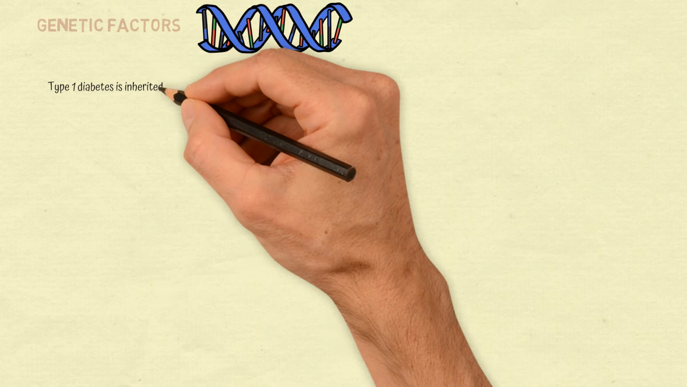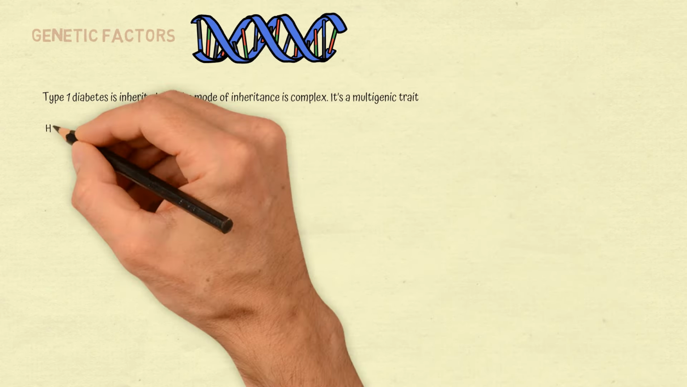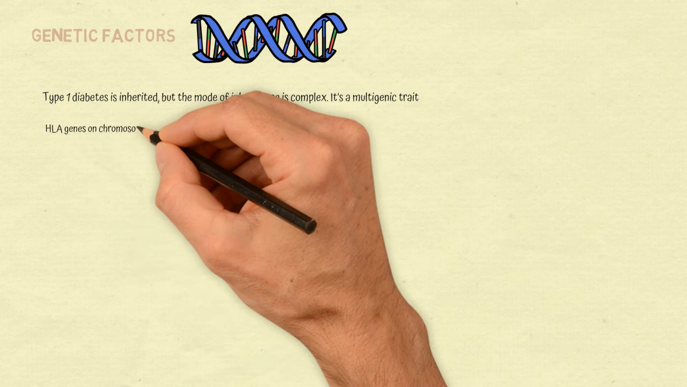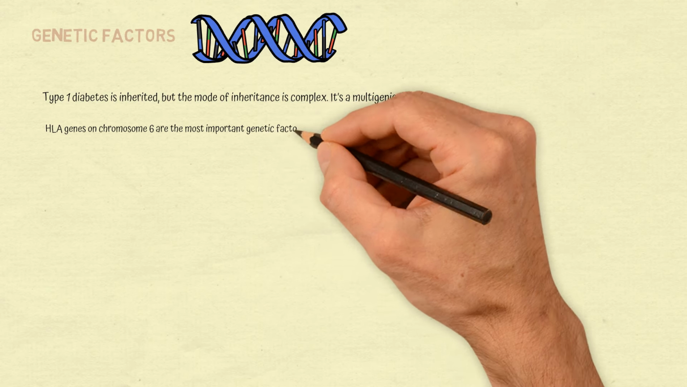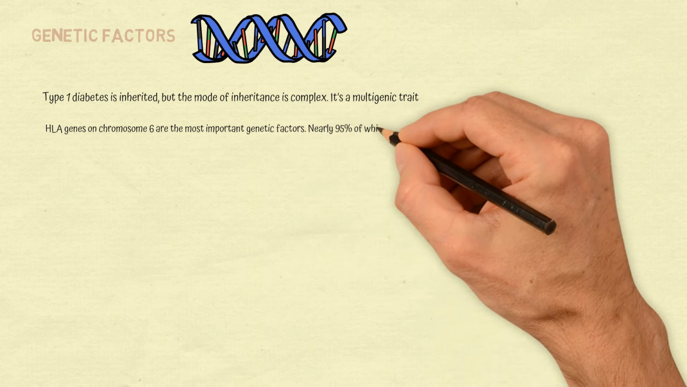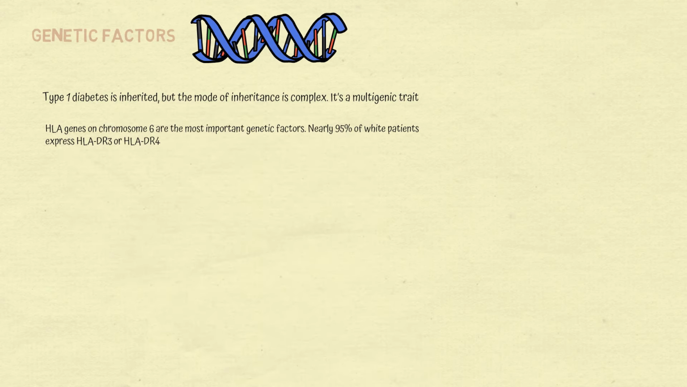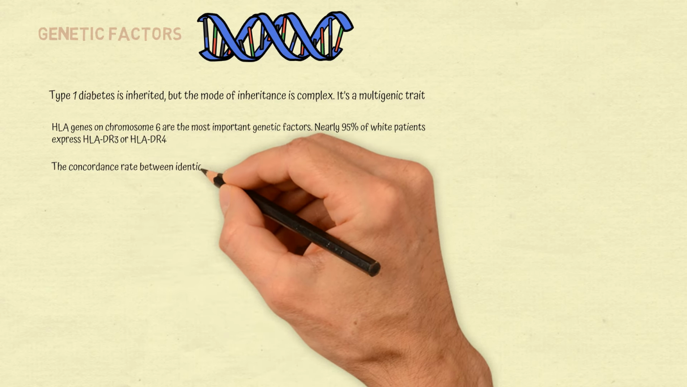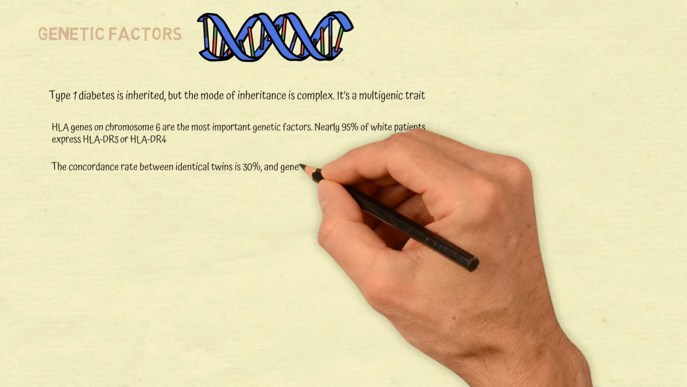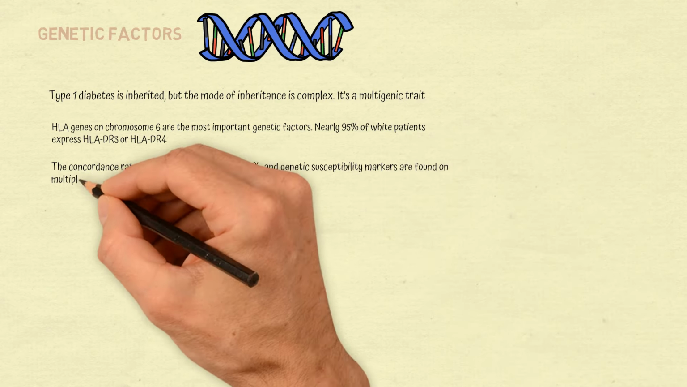It's a complex, multigenic trait, meaning it involves multiple genes. HLA genes on chromosome 6 are the most significant genetic factors. In fact, about 95% of white patients with type 1 diabetes express specific HLA genes known as DR3 or DR4. But even identical twins, who share all of their DNA, have only a 30% chance of both developing type 1 diabetes, showing us that genes are only part of the story.